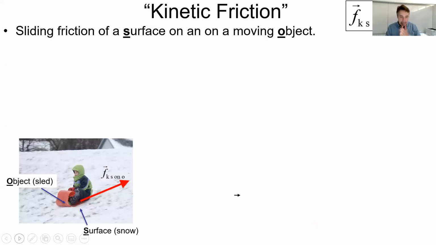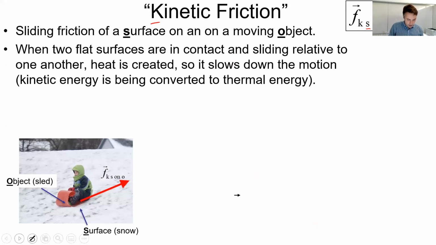This is the sliding friction of a surface on a moving object. So that's why I put surface on object, and the K stands for kinetic. When two flat surfaces are in contact and sliding relative to one another, heat is created. I can warm up my hands by doing that. So where's that thermal energy coming from? It's coming from the motion. It's slowing down that relative motion.